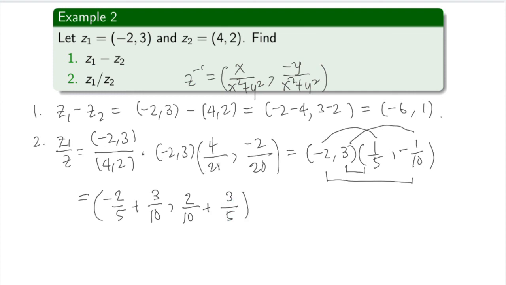To simplify further, for the real part, let's make it over 10. 10 divided by 5 is 2, times negative 2 is negative 4, plus 3. For the imaginary part, we have over 10: 2 plus 10 divided by 5 is 2, times 3 is 6. So the real part is negative 4 plus 3, which is negative 1 over 10. The imaginary part is 2 plus 6, which is 8 over 10, or 4 over 5.